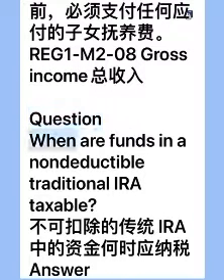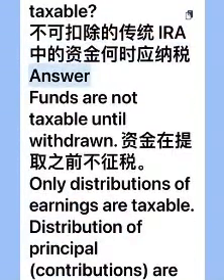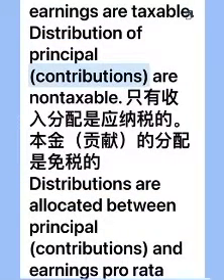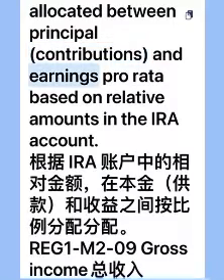Reg 1 M2-08 Gross income. Question. When are funds in a non-deductible traditional IRA taxable? Answer. Funds are not taxable until withdrawn. Only distributions of earnings are taxable. Distribution of principal, contributions, are non-taxable. Distributions are allocated between principal, contributions, and earnings pro rata based on relative amounts in the IRA account.